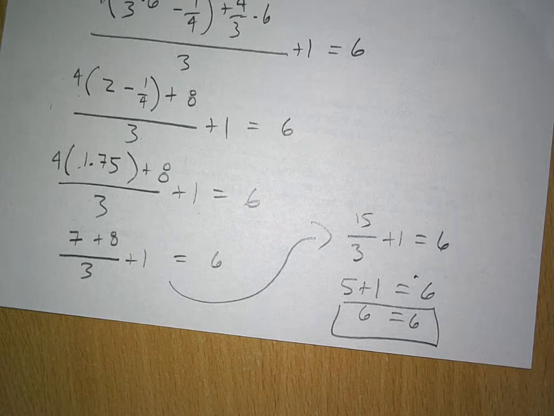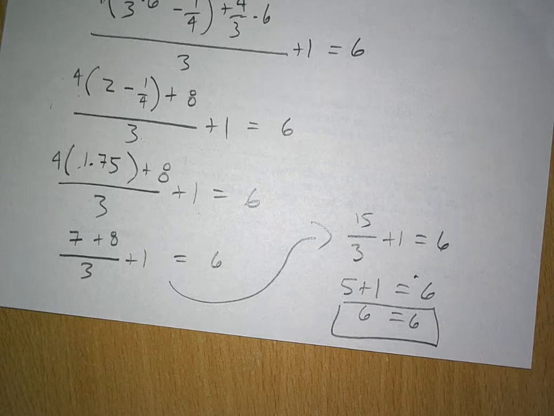And 2 minus, well, I'll just go nice and easy, 2 minus 1/4 is 1.75, or 1 3/4. So that plus 8, all on top of 3, plus 1 equals 6. And now I have 4 times 1.75, and I'll simplify that pretty easily, and that's actually 7 plus 8 divided by 3 plus 1 equals 6.